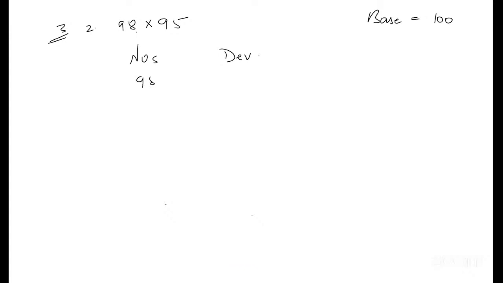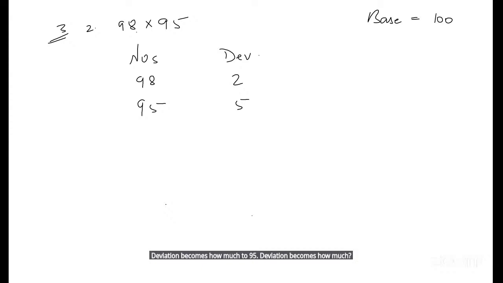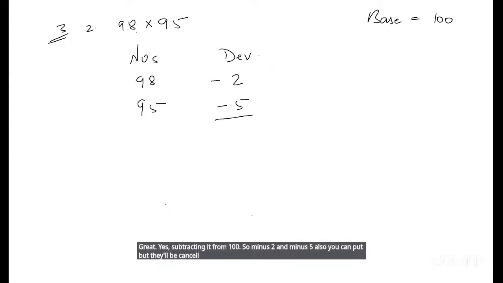98. Deviation becomes how much? 2. 95. Deviation becomes how much? 5. Okay. Ma'am, what about minus 2 and minus 5? Minus 2 and minus 5 also we can put, because we are subtracting it from 100, right? So minus 2 and minus 5 also you can put, but the minus and minus will cancel, so what you get after multiplying here will be positive.